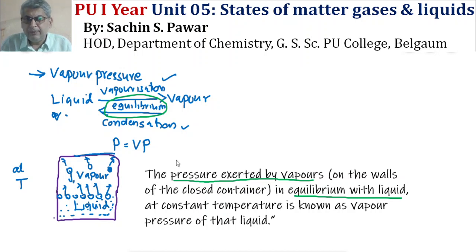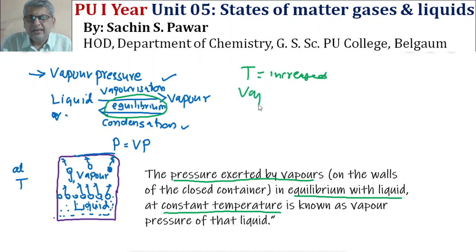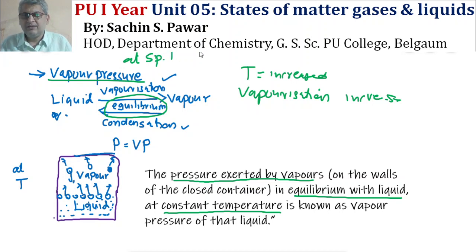In equilibrium with the liquid, but that should be at a specific temperature. Why at a specific temperature? Because if the temperature is increased, the vaporization will increase. So the vapor pressure needs to be defined at a specific temperature. That is the definition of vapor pressure.